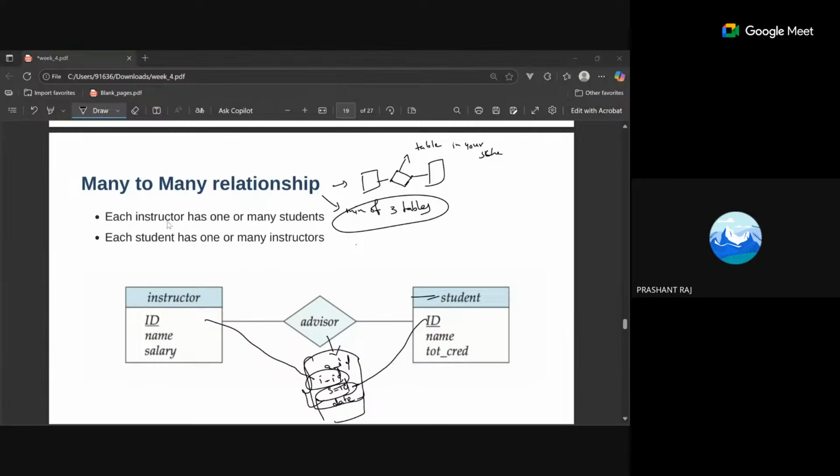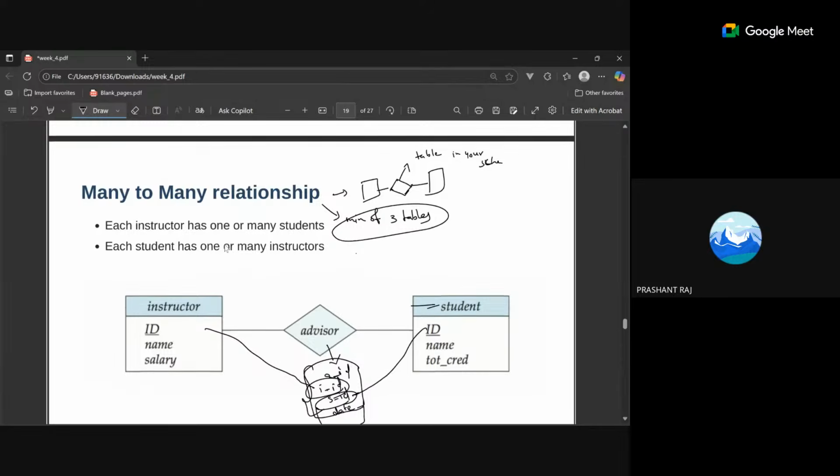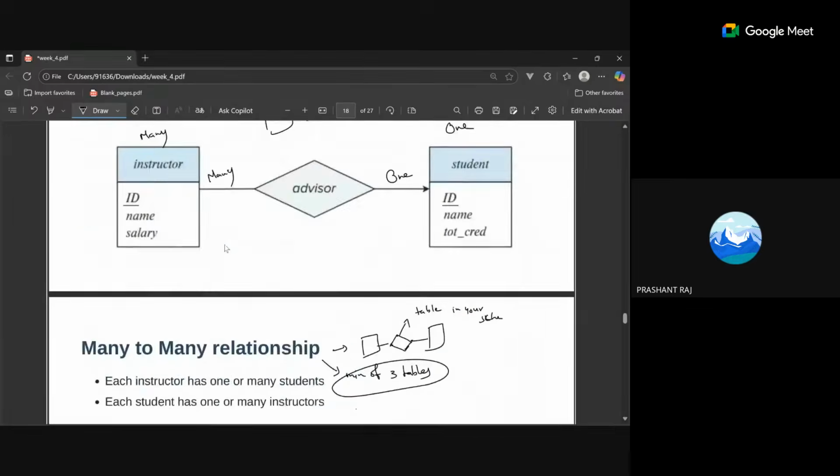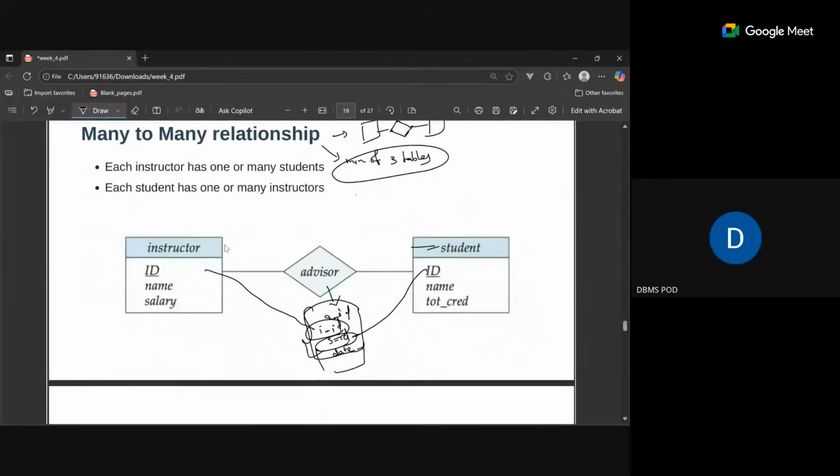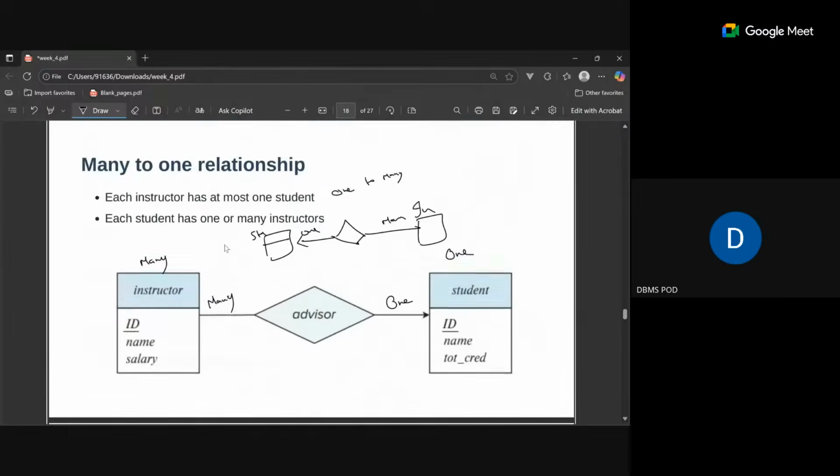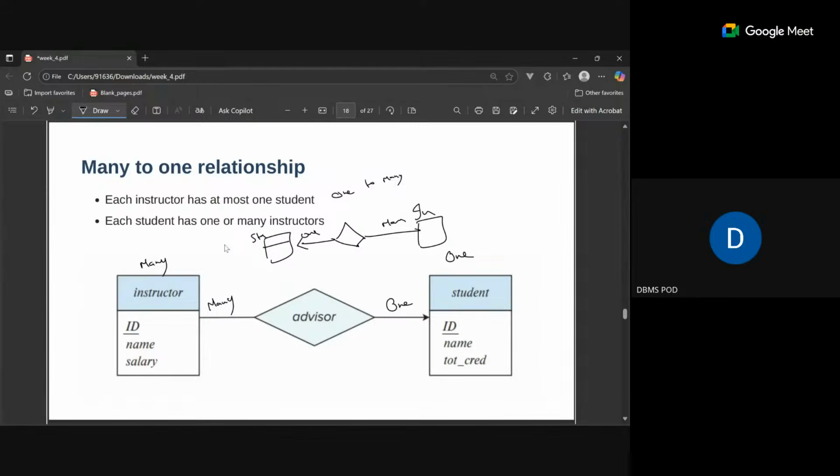Sir, for one-to-many or many-to-one, to show the relationship, must there be a table also, like this one for many-to-many? We are saying that there should be a third table to show the relationship. Only for many-to-many, not for one-to-one or one-to-many, many-to-one.